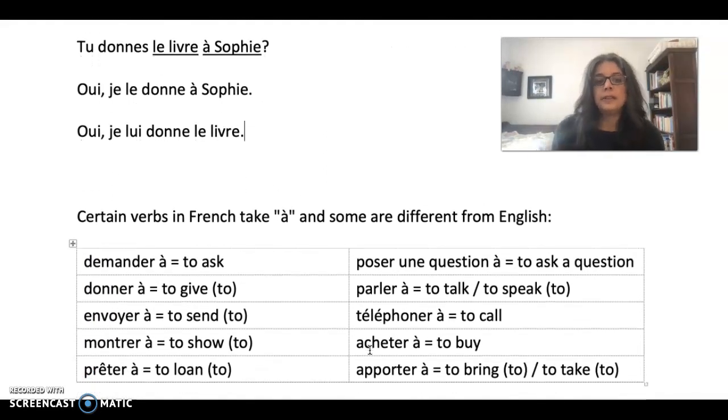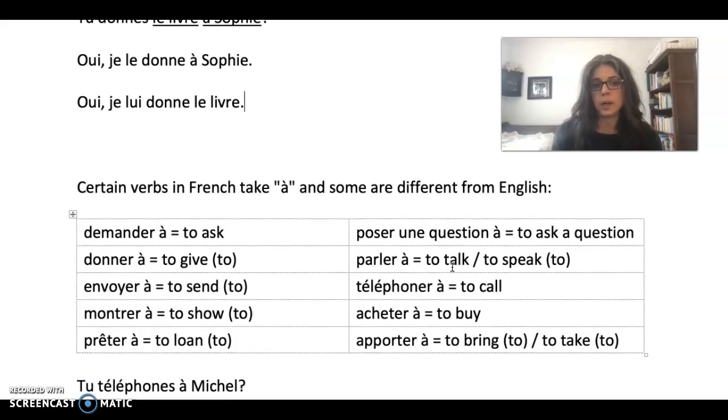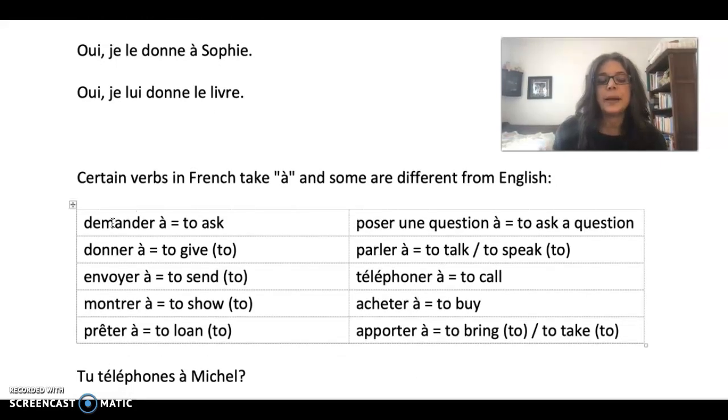So, in French, certain verbs take the preposition à, and some of these are different than in English, because we usually think of à as "to." Some verbs that take à in French use a different preposition in English. So you just want to note it in your mind. These are the verbs you're going to see over and over again in the activities where you're dealing with indirect object pronouns in VHL Central. So here they are.